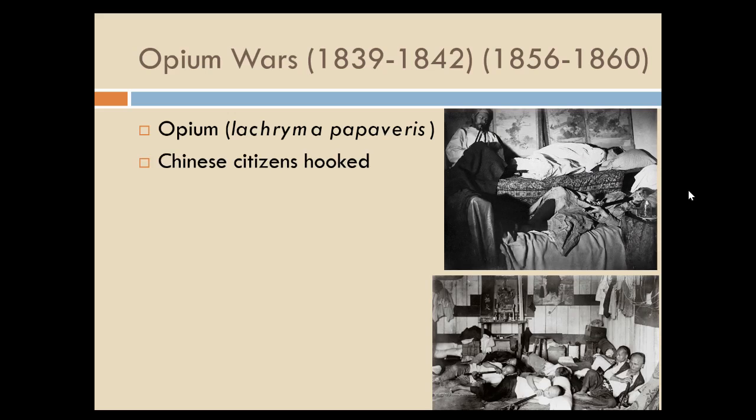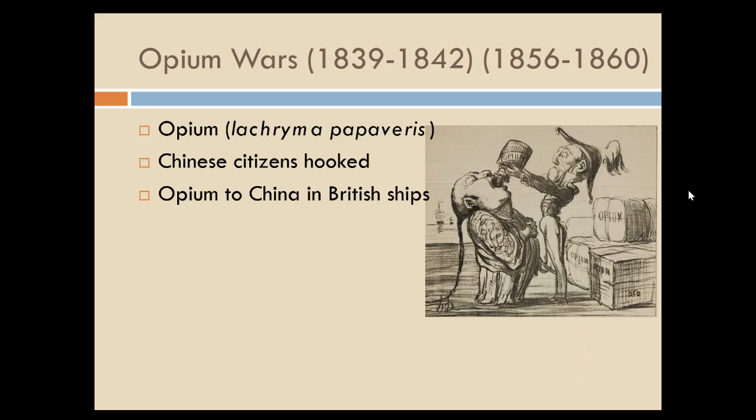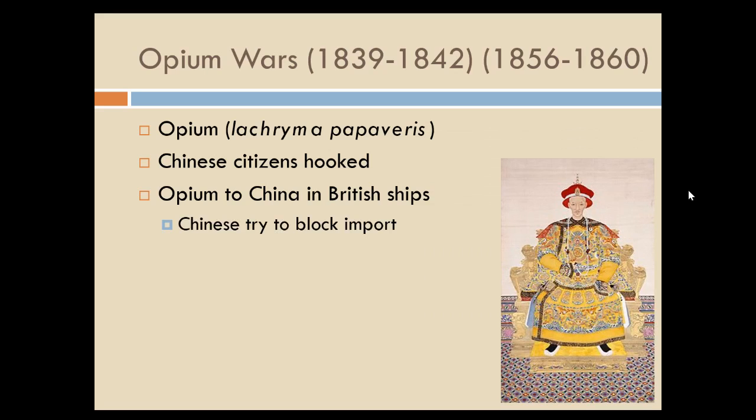The Chinese citizens begin to buy opium, and they are instantly hooked on this product, and opium continues to come to China along these British ships. The British are continuing to just bring it in. They begin to bribe officials in other port cities to let them bring in opium, and they start making a lot of money selling opium to Chinese citizens.